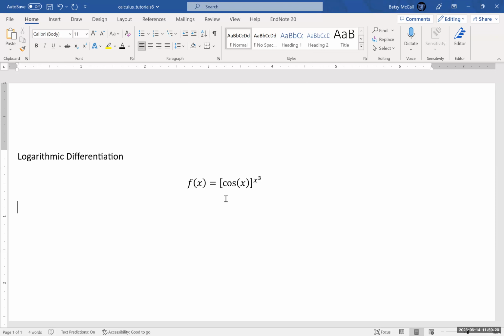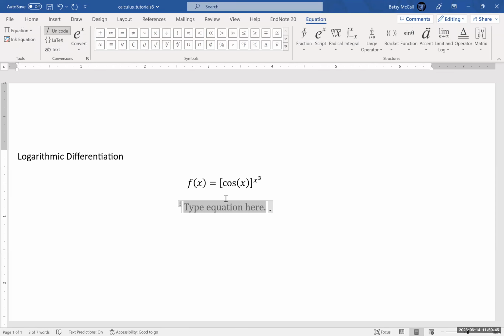So in this case, we have cosine x, which is raised to a function, a power of x, in this case, x cubed. So x to the x type functions are what logarithmic differentiation is generally used for. When the function looks simple, but there's x in the base and x in the power, this is what we have to use. So the strategy basically goes like this. Replace the function with y. So y equals cosine x to the x cubed.